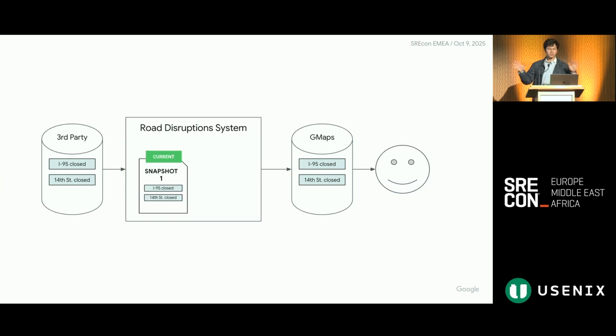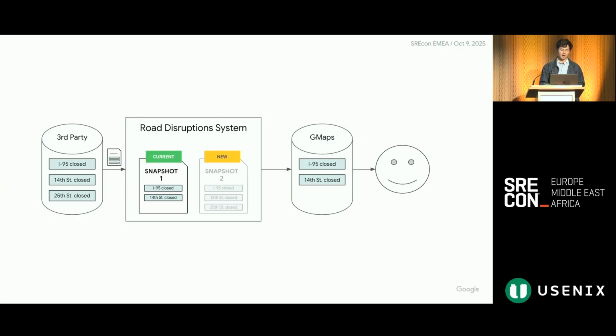Okay, well, under the hood, the road disruption system receives snapshots of the closures held by third-party providers. So we see a snapshot here, and that represents the state of the road closures at a given time. And every 5 minutes, we get a new snapshot. And so what the system does is it diffs the two. So here it figures out that the difference between these two snapshots is this new closure, 25th Street.